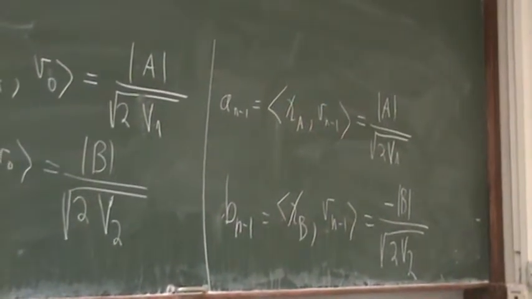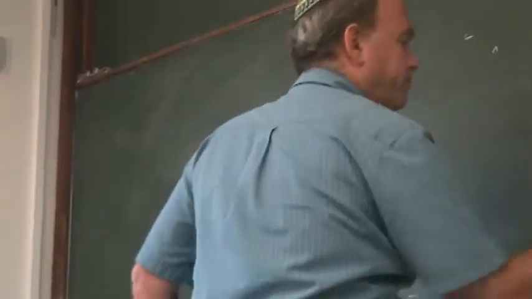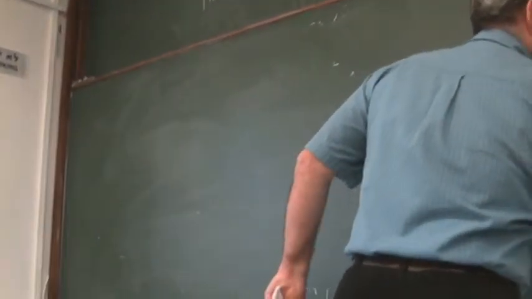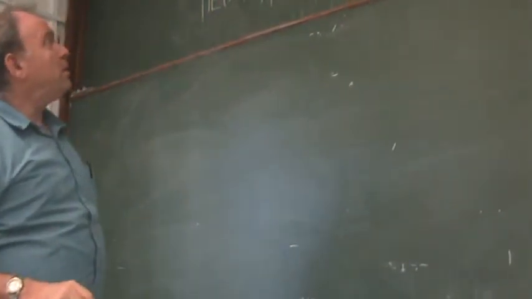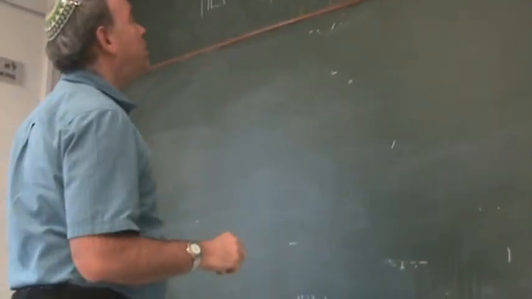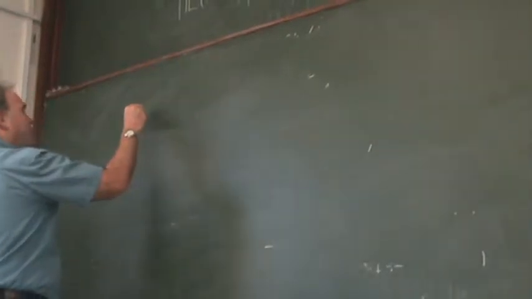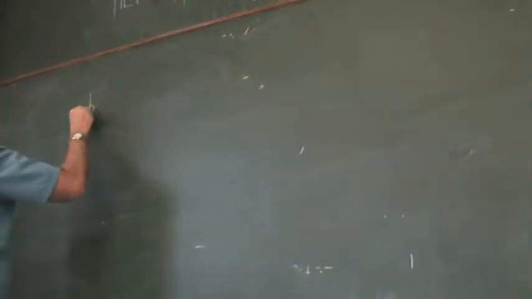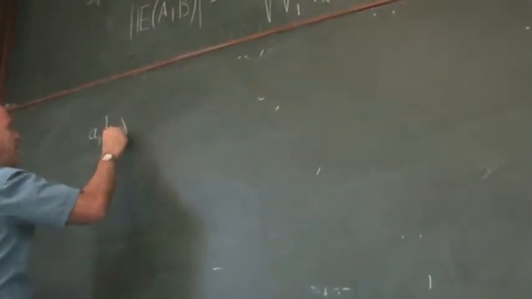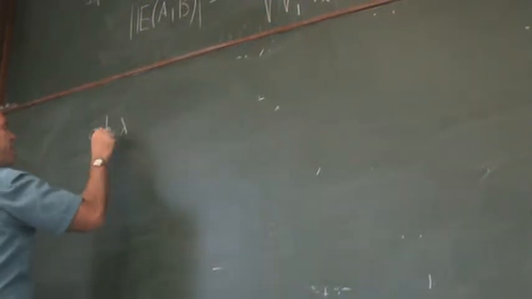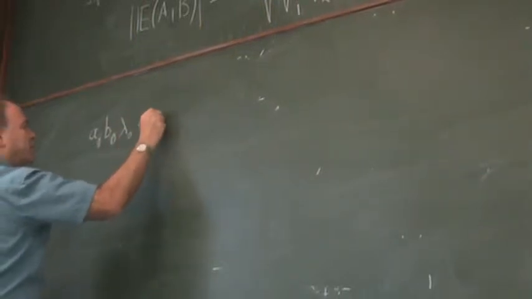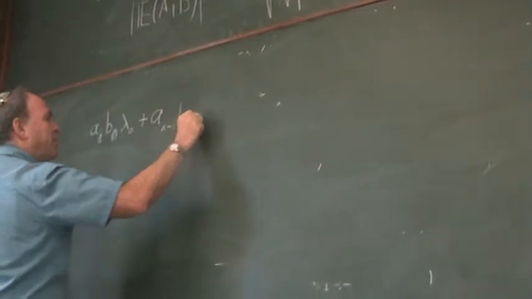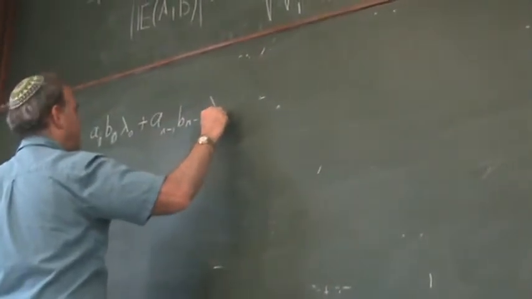Because now, once we know all this computation, we can do the following. What we know? We know that... so now look at what is a1 b1 lambda 1, a0 b0 lambda 0, plus a_{n-1} b_{n-1} lambda_{n-1}, the first and the last.